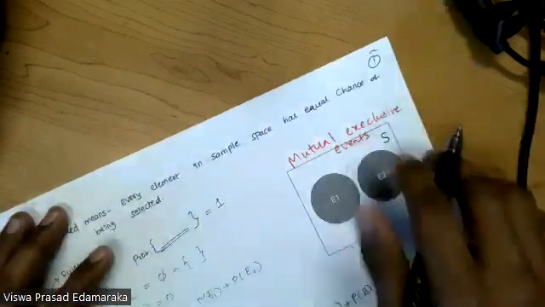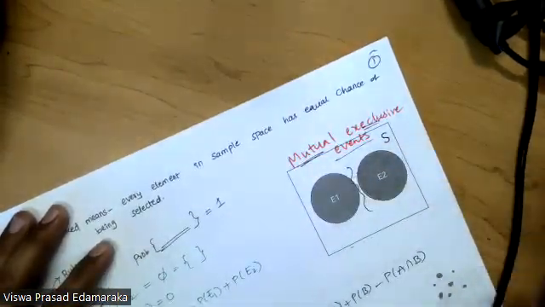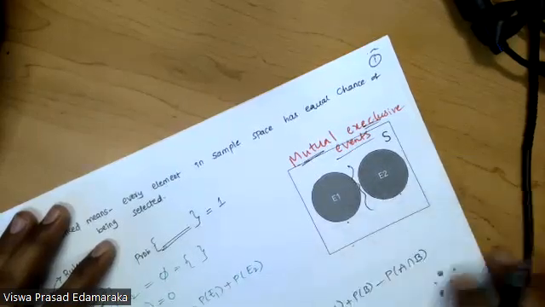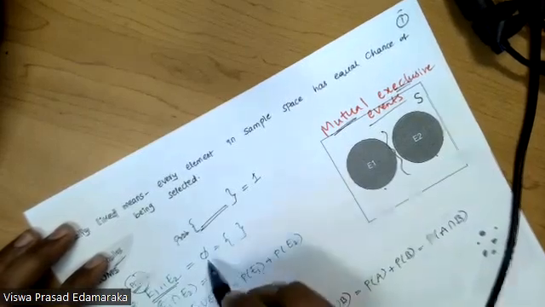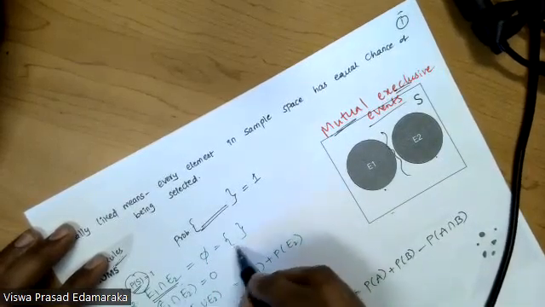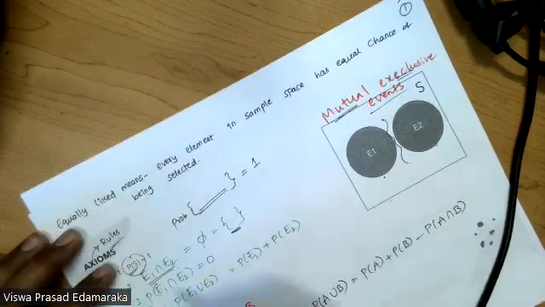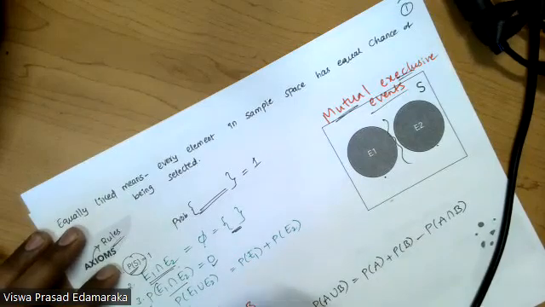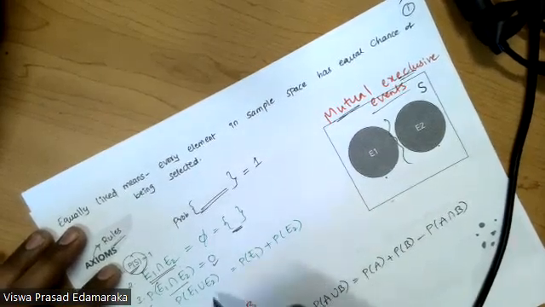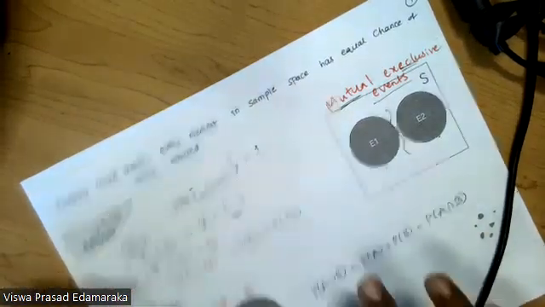And you know these things from the basics, like mutually exclusive. There is no intersection between event 1 and event 2, so it is called mutually exclusive events. There is nothing inside the sample space, that is the null set. The probability of mutually exclusive events' intersection is always 0.